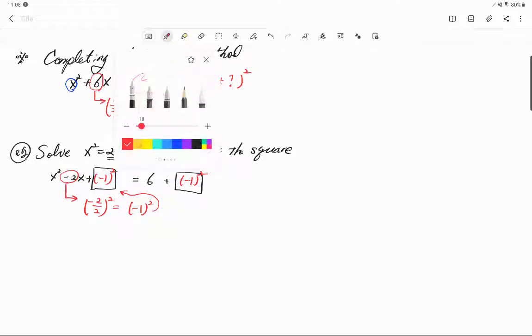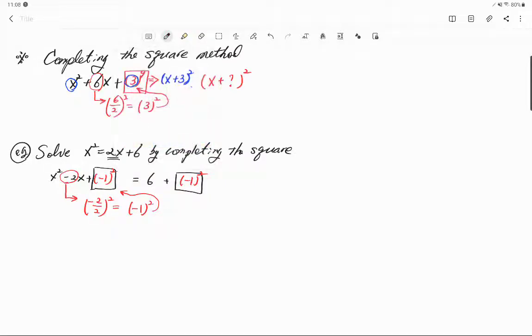Okay, make sense? So this is an equation. Since this is an equation, if we add a number to the left side of the equation, then you also have to add the same number to the right side of the equation. Then this trinomial becomes a perfect square. So that is x minus 1 squared. And then 6 plus 1, right? So x minus 1 squared is equal to 7.